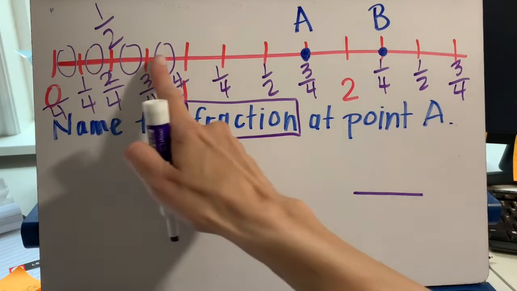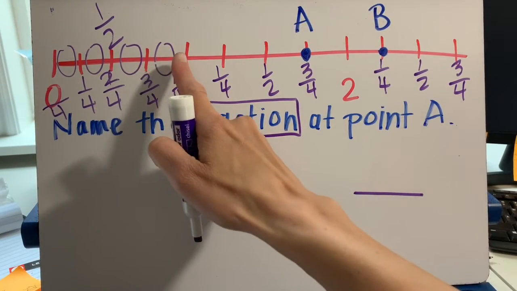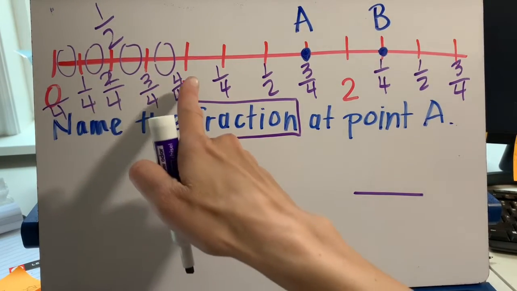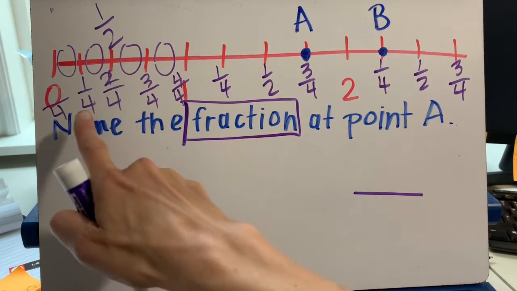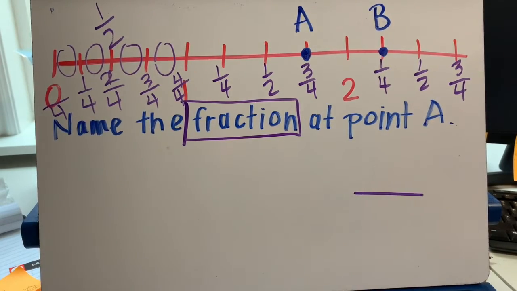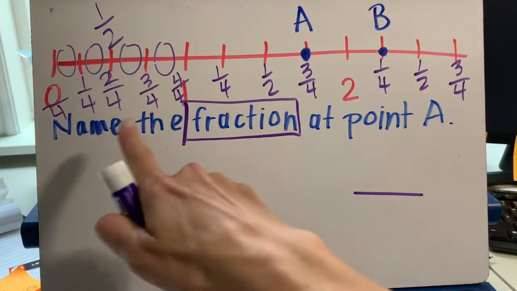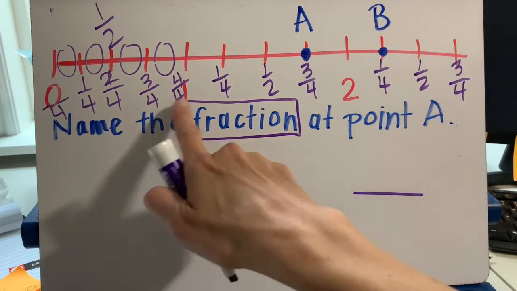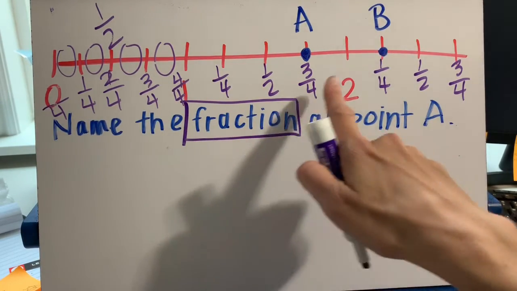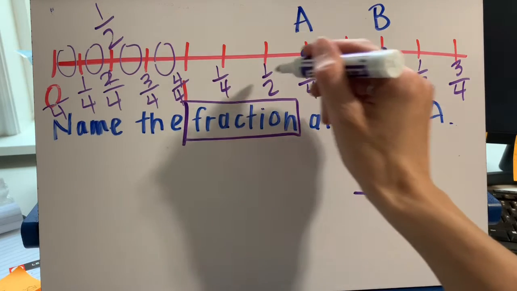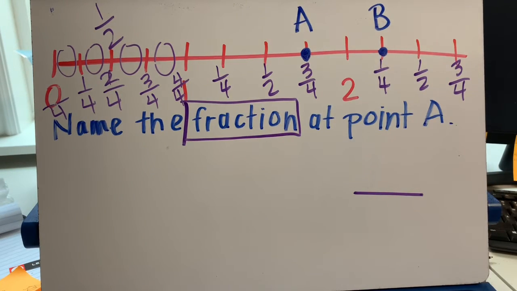Now this all could have changed had there been more spaces between the 0 and the 1. Then the number on the bottom, or the denominator, would have changed. But because there are 4 equal parts between the numbers 0 and 1, I know that I'm just going to repeat the pattern because there are 4 equal spaces between each of the whole numbers.